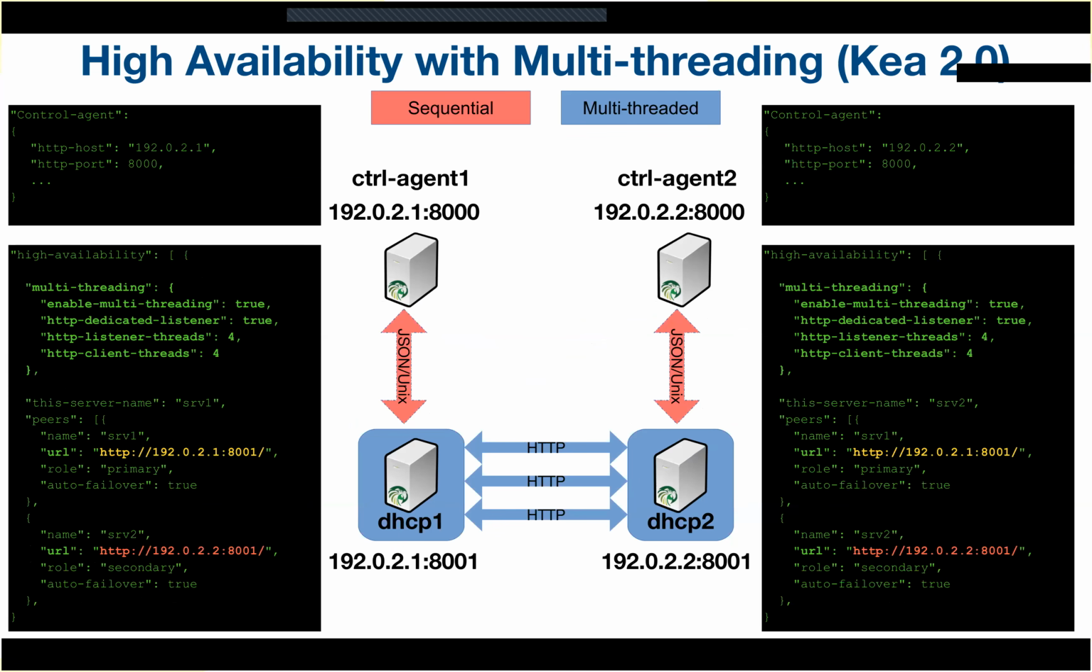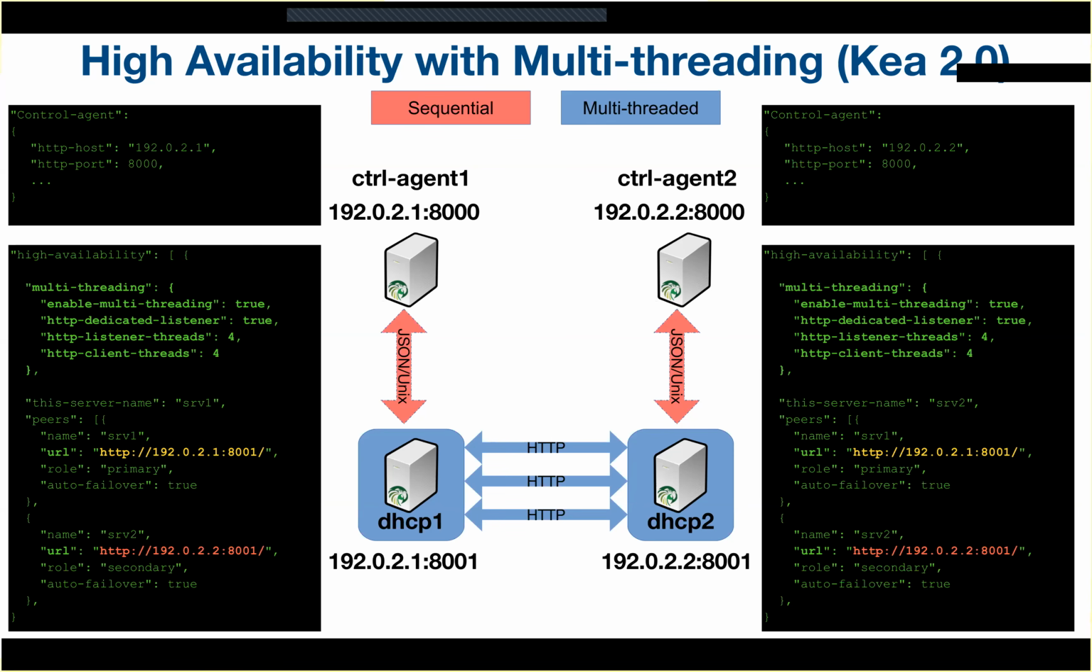So right now, the DHCP servers can open multiple HTTP connections between them, and they are not connecting to the control agent. You still probably want to run the control agent to receive commands or get statistics, but strictly speaking, it's not necessary for the HA.